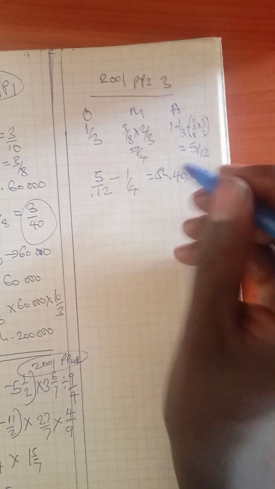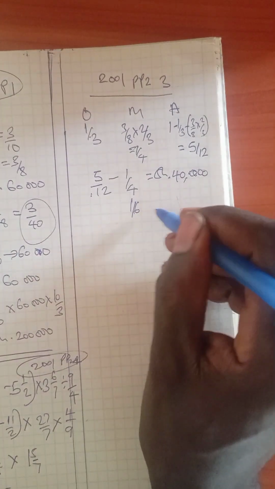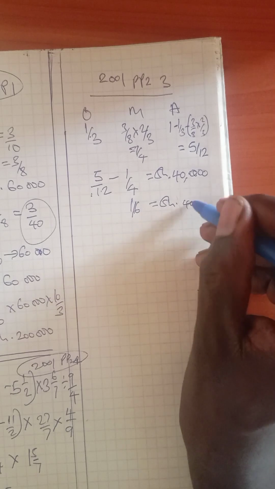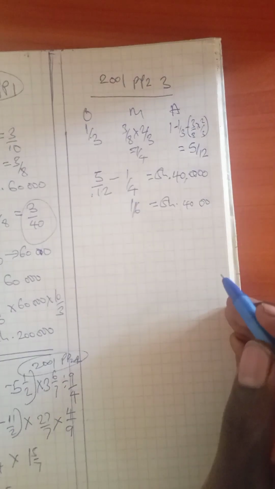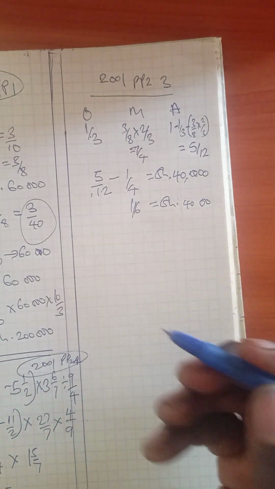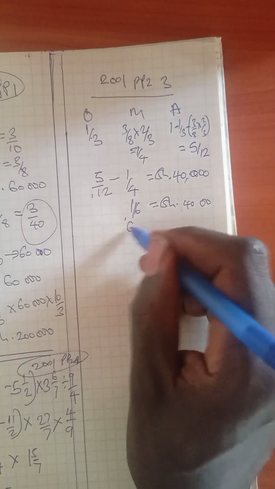shillings, which is equal to a sixth. A sixth, this minus this is a sixth. A sixth is equal to 40,000 shillings. Now, we have been asked what is the cost of the flour mill. If a sixth is equal to this, what about 6 over 6?